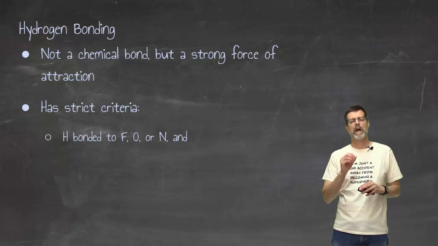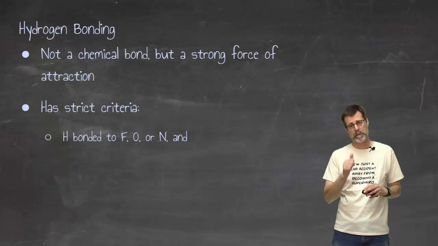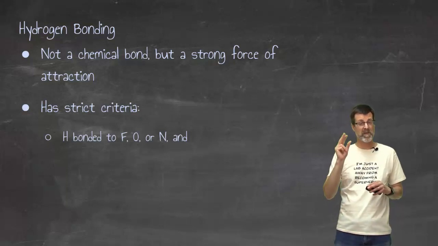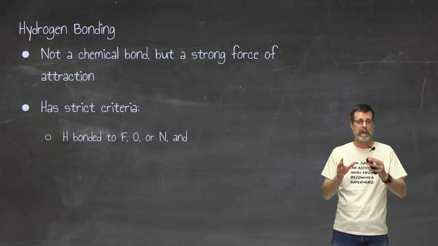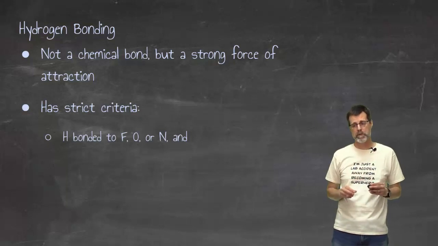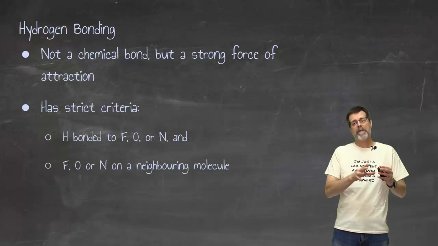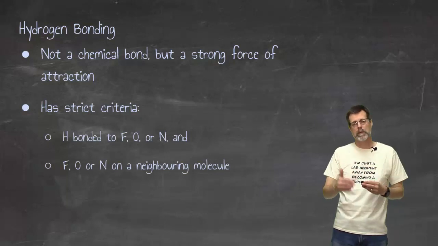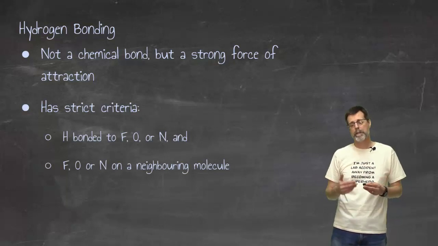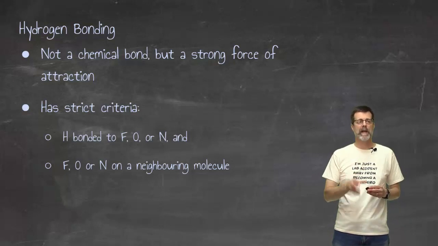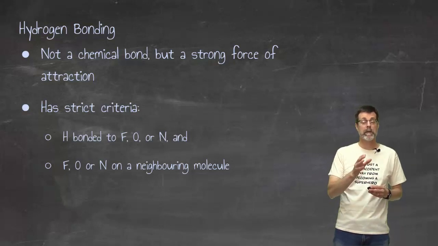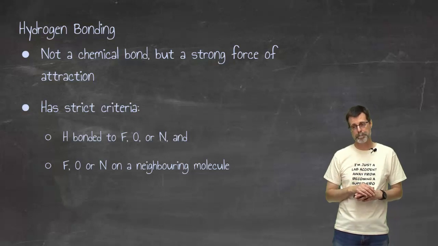It has very strict criteria, and if these criteria are not met, hydrogen bonding does not happen. You must have a hydrogen attached to or bonded to a fluorine, oxygen, or nitrogen. So three big electronegative elements with a hydrogen. And then you have to have on the other molecule, the second molecule nearby, a fluorine, an oxygen, or a nitrogen.